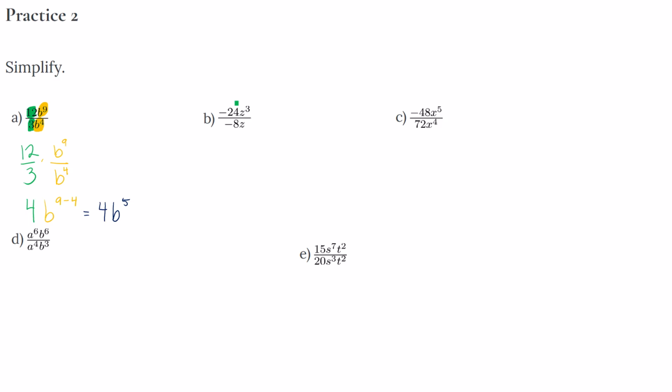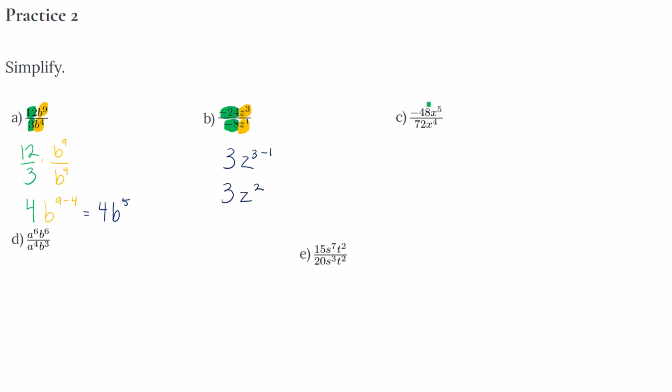b is really similar. We're going to be able to divide coefficient with coefficient, and then power with a base of z with power of a base of z. Negative 24 divided by negative 8 is positive 3, and for the z we get 3 take away 1, so 3z to the power of 2.